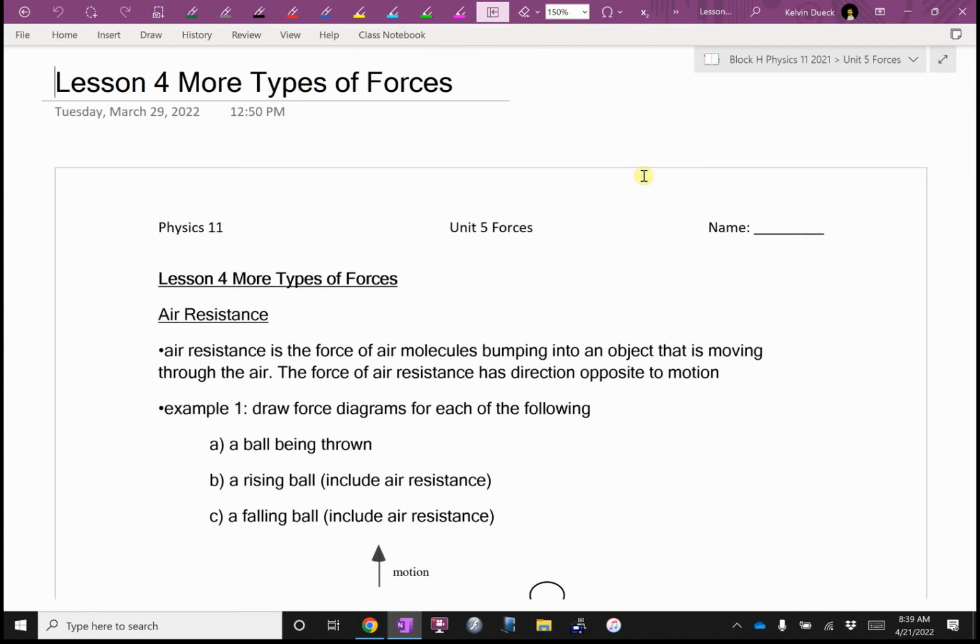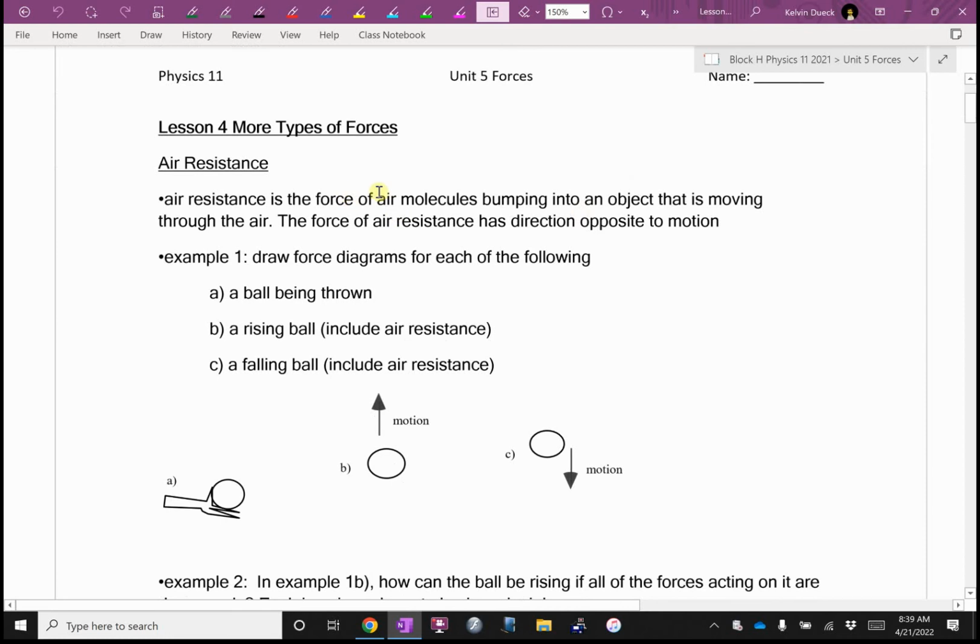Also, you may have noticed that if you turn your hand sideways so that it's parallel to the ground, air resistance gets smaller. It depends on your cross-sectional area. And we just don't have the calculus and math skills to deal with a changing area and a changing force. But we'll start a little bit. What is air resistance? It's the force of air molecules bumping into an object that is moving through the air.